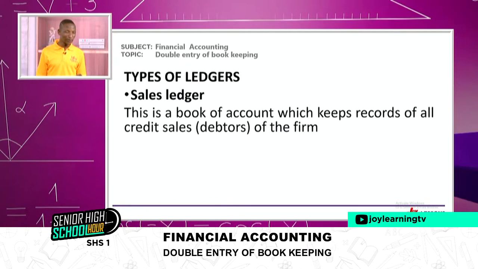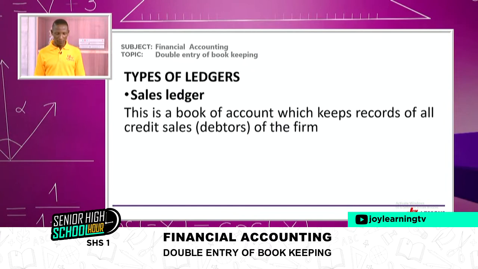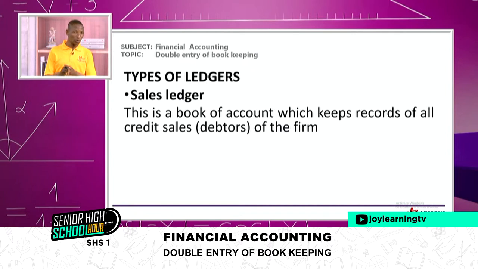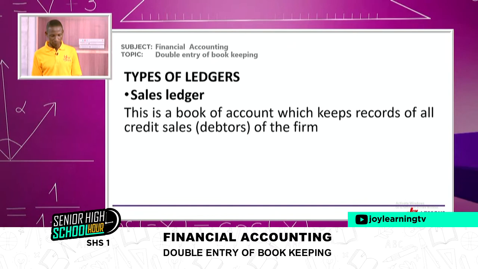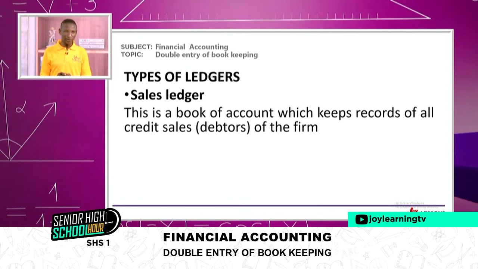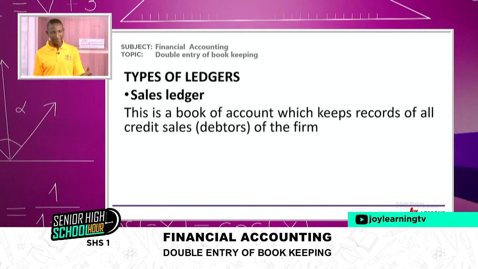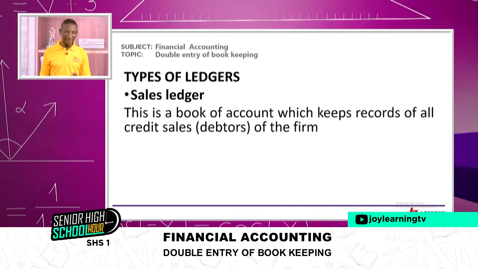Now, if you have a book that records credit sales, if you pick that book, what are the things you see in that book? Or what are the kinds of information that you see? Once you sell on credit, it means that book contains names of people who owe the business. So they are debtors or trade receivables. Once you pick that book, you see names of people, and those people owe the business. So those people are debtors or trade receivables of the business. So again, if you sell on credit, you record it in the sales ledger.